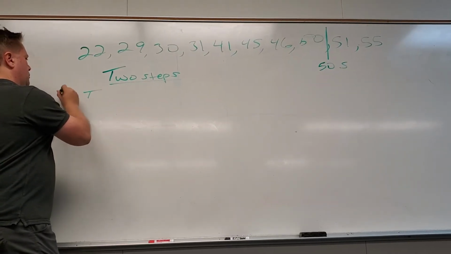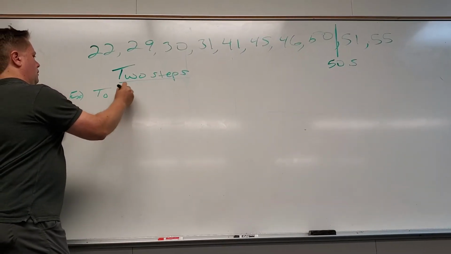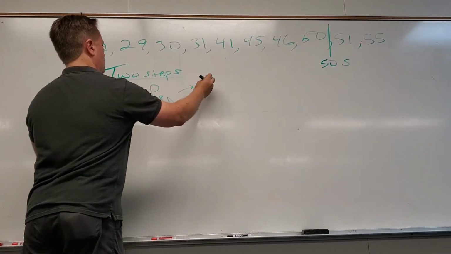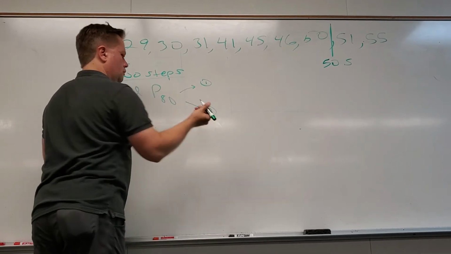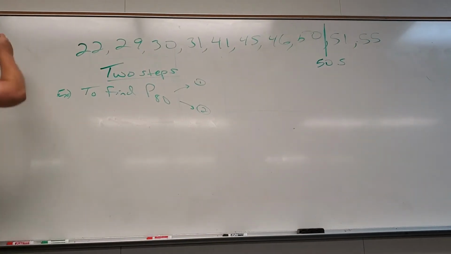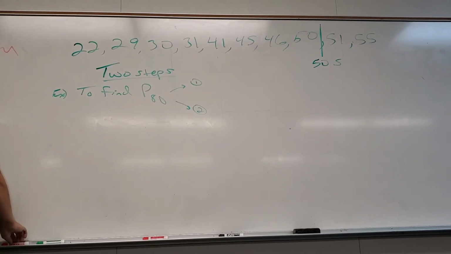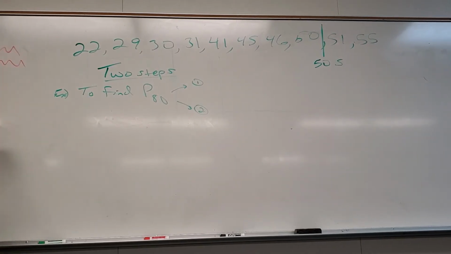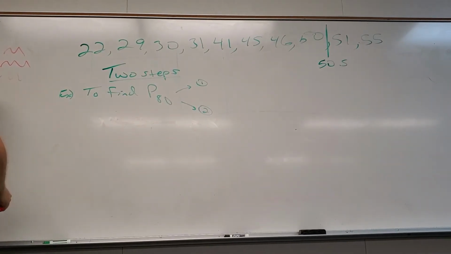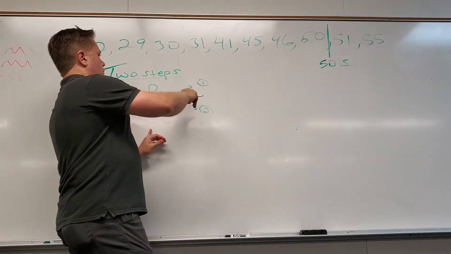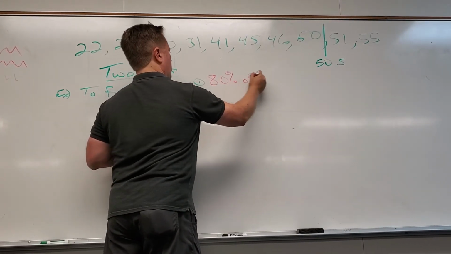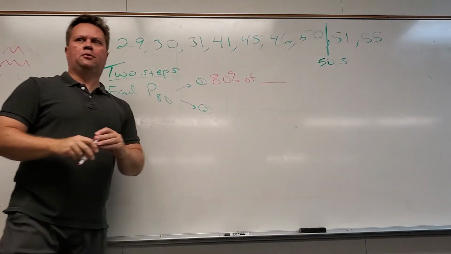All right, so here's an example. To find P80. So the first step is to take 80% of the total number of data points.